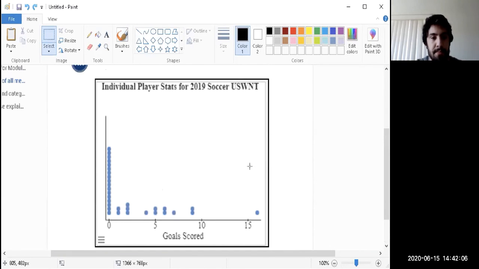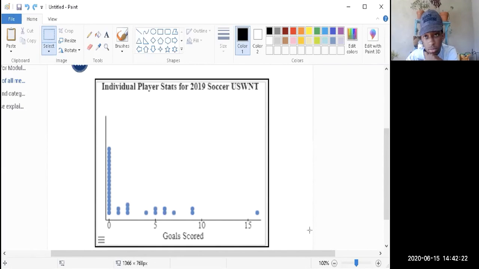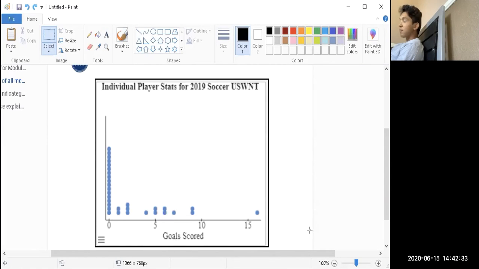All right, what about this one? Okay. What's the variable? The goals scored. All right. And is it numerical or categorical? I think numerical. Yeah, I would say numerical. Discrete or continuous? Discrete. Right, because they're stats. So you can't have 2.5 goals. Yeah. Okay, cool.